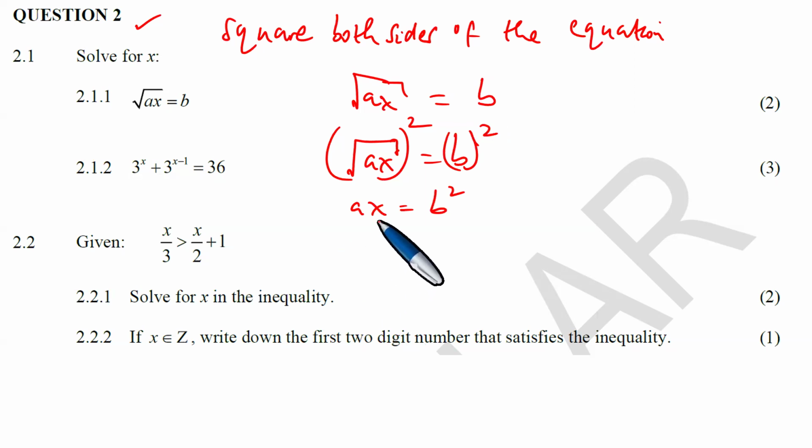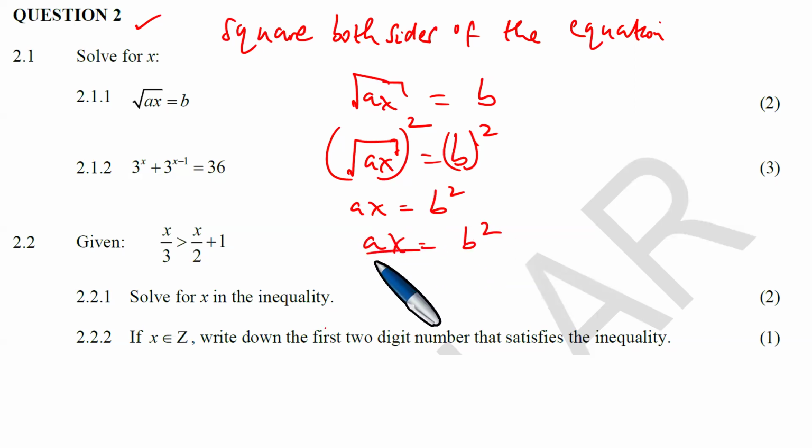Right, when you get this at this point, what do we do now? Because now the square removes the square root. To remove the square root, we square both sides. Then the square root is gone, and then we have b squared. At this point, you want to solve for x. So we have ax equals b squared.